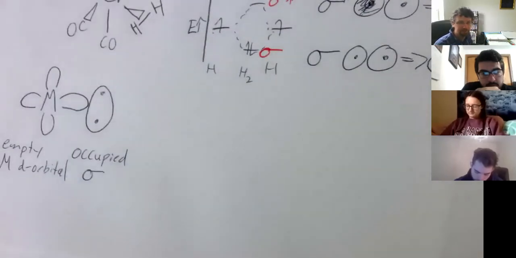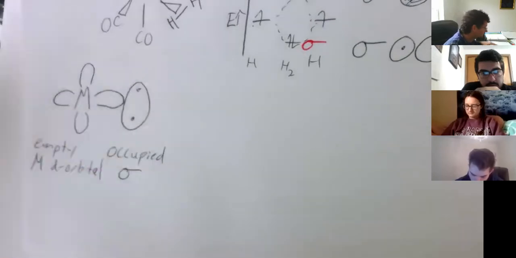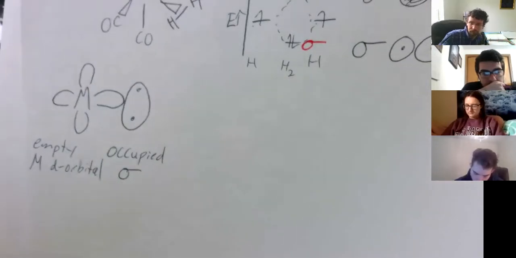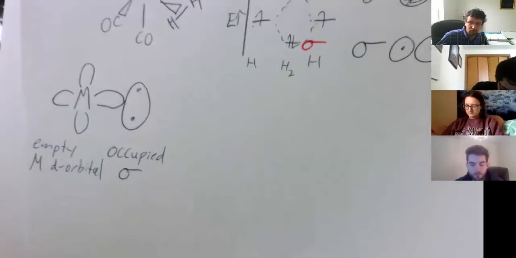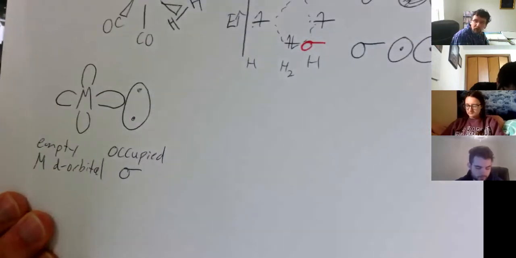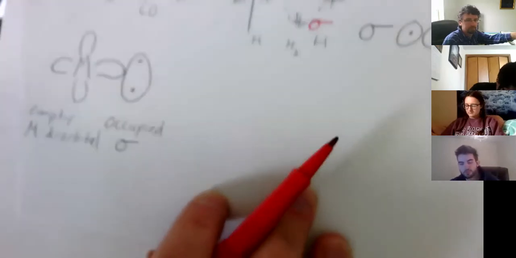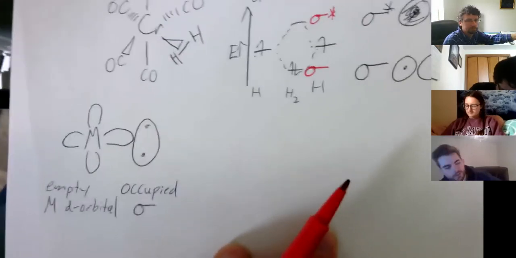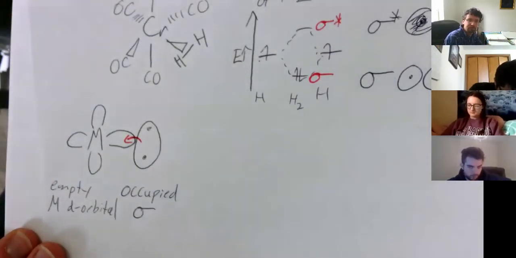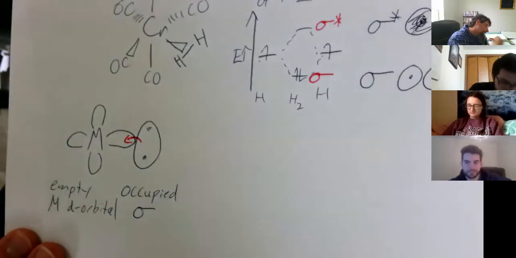Okay, what's going to happen? The electrons are going to want to move there. So electron density moves from where to where? From the sigma bond or sigma orbital to the d orbital. Yep. And what type of interaction is that? I think it's just a sigma interaction. Yep.